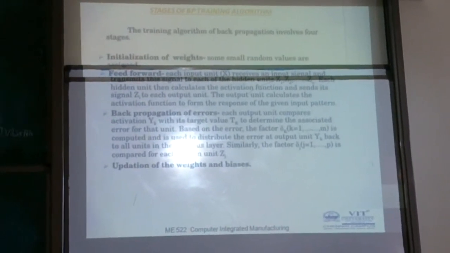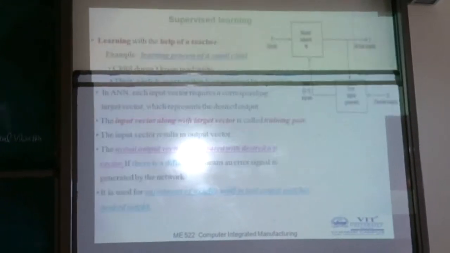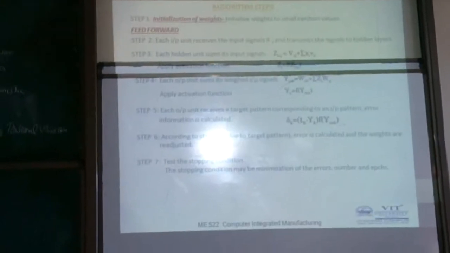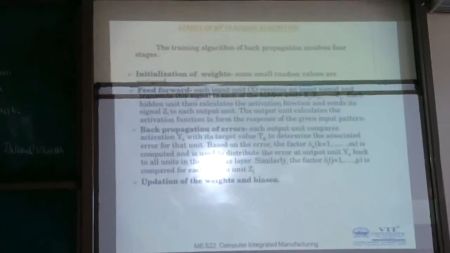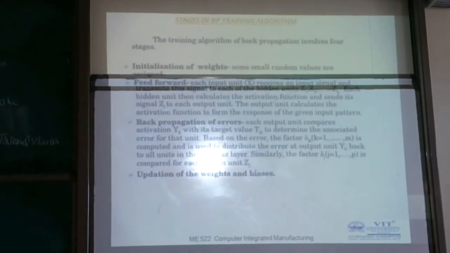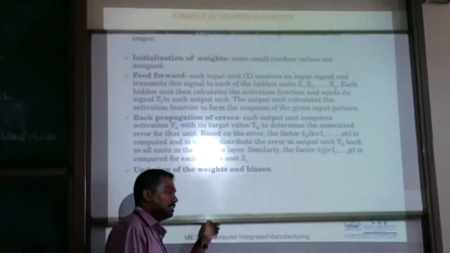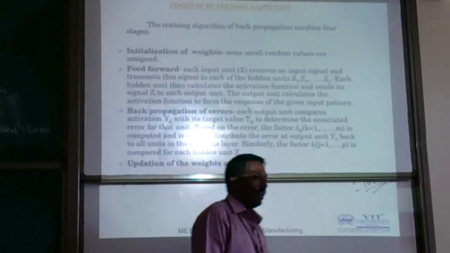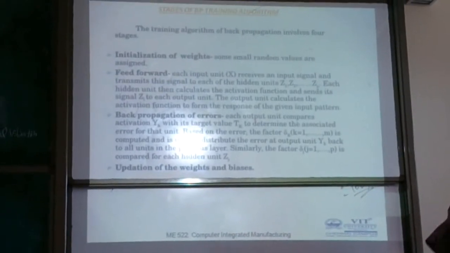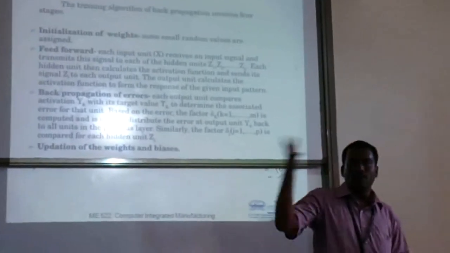We have several steps in back propagation. First, we have to initialize the weights. That means we have to select the input and feed the input readings, and in parallel take the output and feed the output readings.